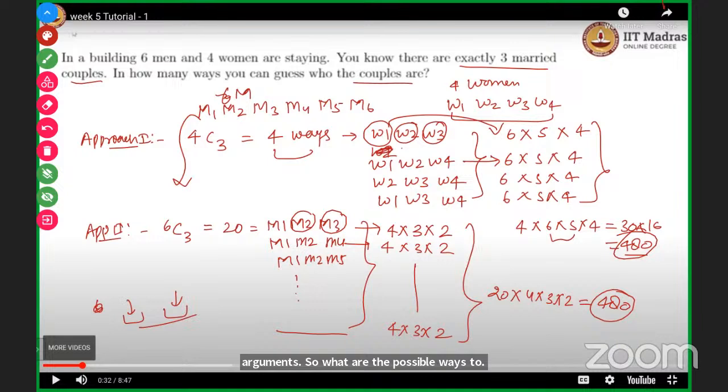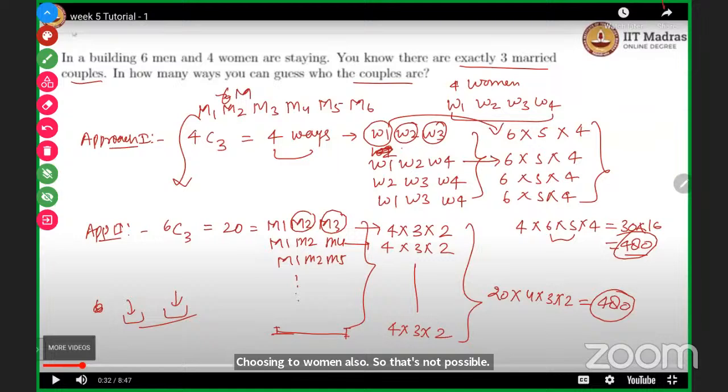Sir, can I say something? If you are doing 6 into 4, that means you are choosing two men and two women also. It is compulsory that there should be one man and one woman, only then will they make a couple. If you are doing 6 into 4, that means you are choosing two men and two women, so that's not possible. Is that happening here?